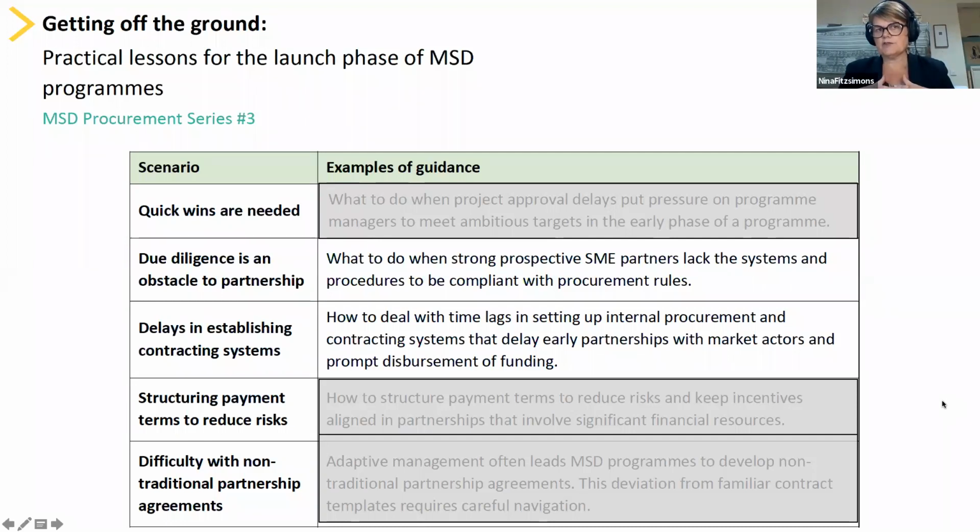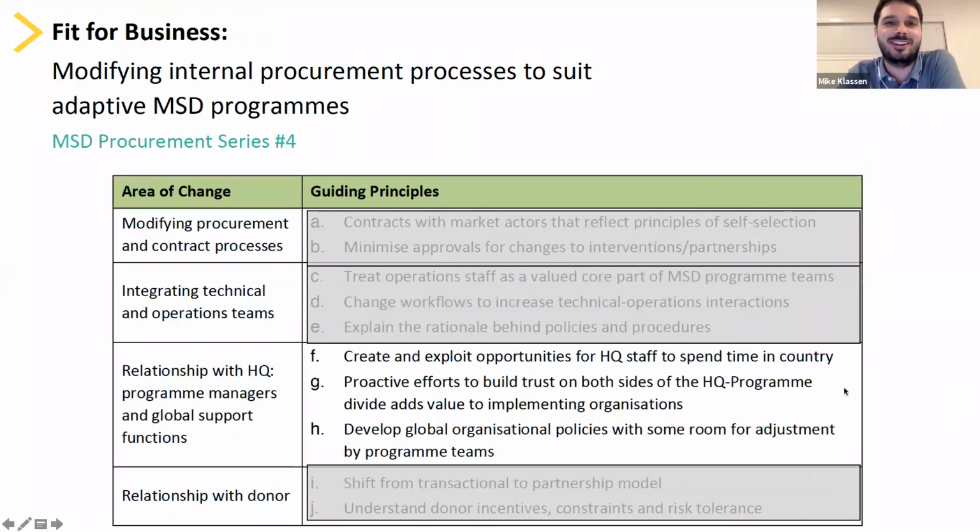And so one of the principles that we have on Getting Off the Ground, sorry, Fit for Business. That's because you've still got slide 3 on there, Mike. Yeah, if we can advance one more slide. I'm tripping you up. Sorry, Nina. That's okay. Perfect. Story of my life.